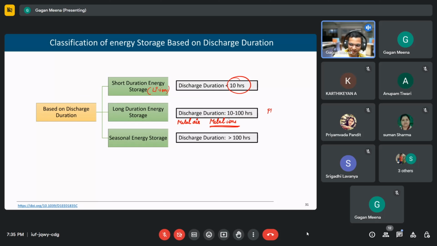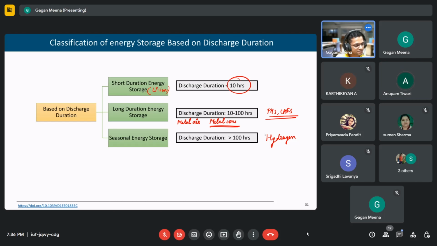Pumped hydro and compressed air also belong to this category. They can provide up to 100-hour discharge duration. And for more than 100 hours, hydrogen. So much work is now being done on hydrogen. Even the Indian government has come up with the National Green Hydrogen Mission. Normally, in the power system, for load we take 24 hours. 24 hours is the maximum.